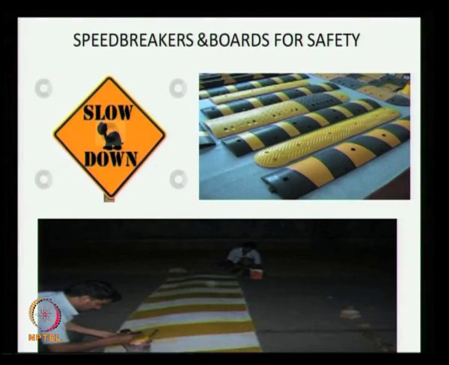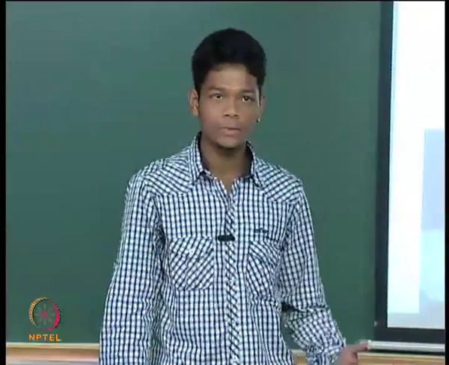My view is to reduce the road accidents in my area by keeping some boards like this and some speed breakers wherever needed. Most of the places are very curved areas, so they can't see the vehicles coming from the other side. So I plan to fix some boards and speed breakers around the road.